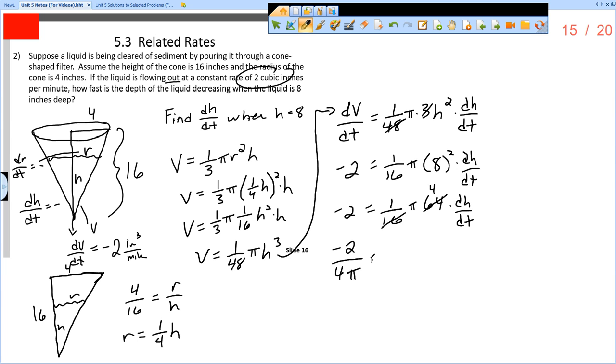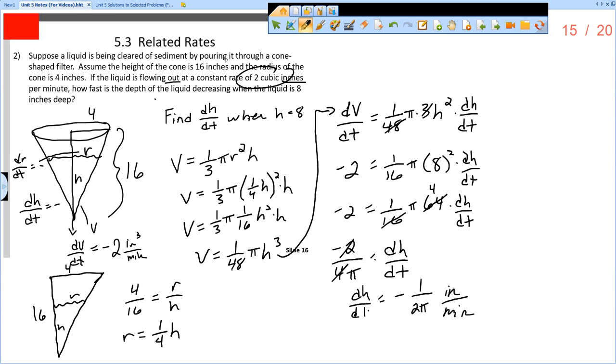I get that dh dt is equal to -2 over 4 pi. Obviously, this reduces, so dh dt is going to be -1 over 2 pi. -1 over 2 pi, what though? We're talking about the rate at which the height or the depth is changing. Depth would be measured in a linear measurement, so inches. So in inches per minute, minute being the unit of time. And that is example number 2.